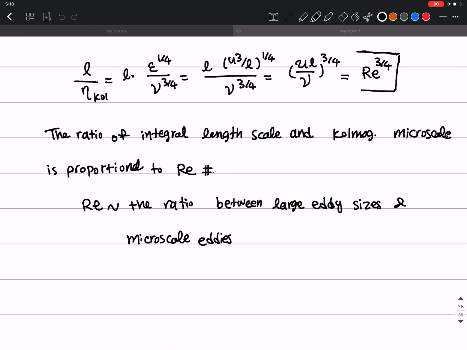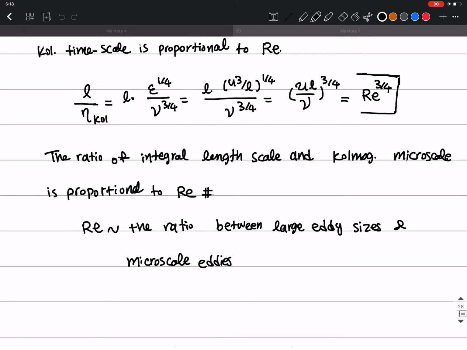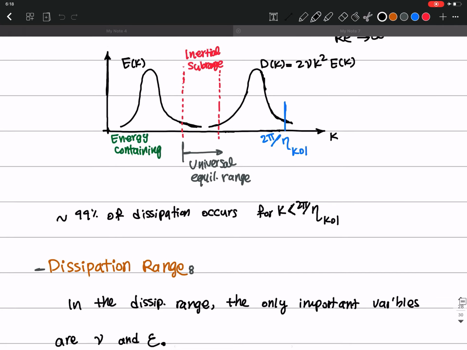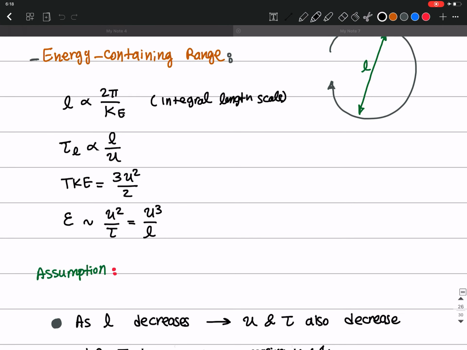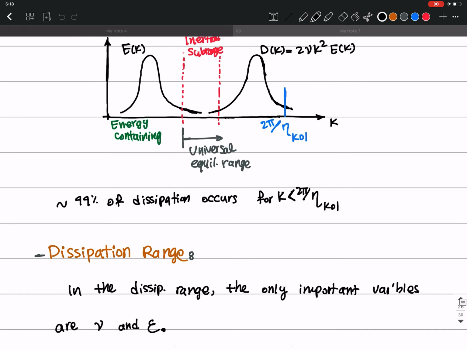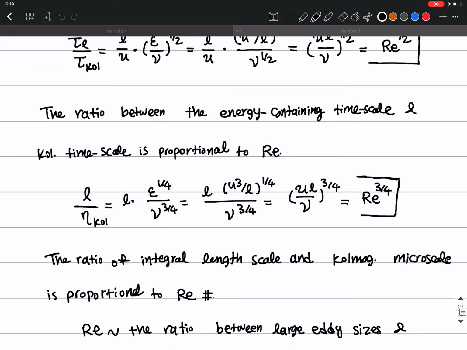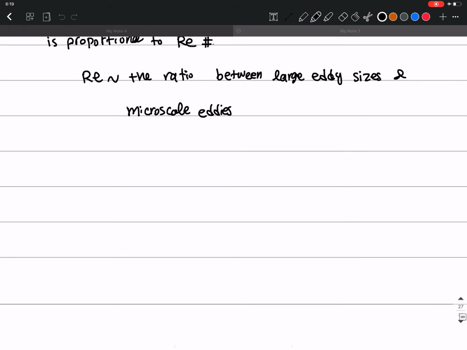Hello again. So in this session, we are going to do a dimensional analysis in the inertial subrange. As you see, we did look at the characteristic length scales and time scales in the energy containing range, and also we did so for the dissipation range by looking at the variables that are important in that range. And now I want to do the same analysis, but now for the inertial subrange. So let's get started.